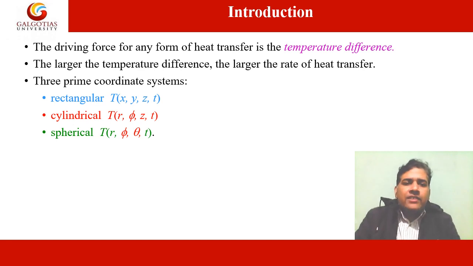In the rectangular coordinate system, the coordinates are defined as x, y, z, and t, where t means time. Similarly, the positions in the cylindrical coordinate system are defined by r, phi, and z, and time t. So r, phi, z are the positional coordinates, and t describes the time. Similarly, in the spherical coordinate system, the position is defined with the help of r, phi, and theta, and t as earlier is the time. Okay, so these are the coordinate systems on which we will derive our equation of conduction.